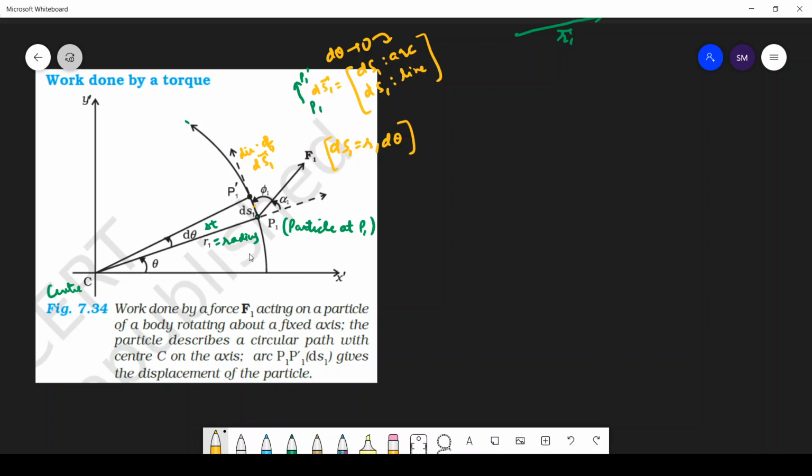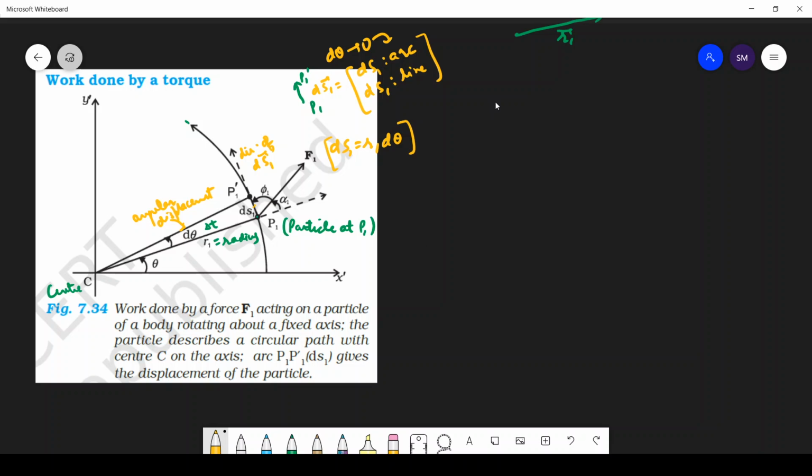So here, what is angular displacement? This d theta is your angular displacement, very, very small. So don't go by this figure, because we have enlarged it so that you are able to understand the concept.